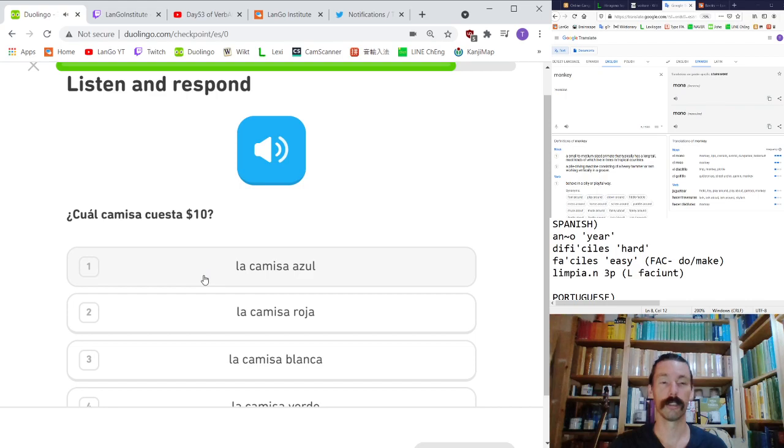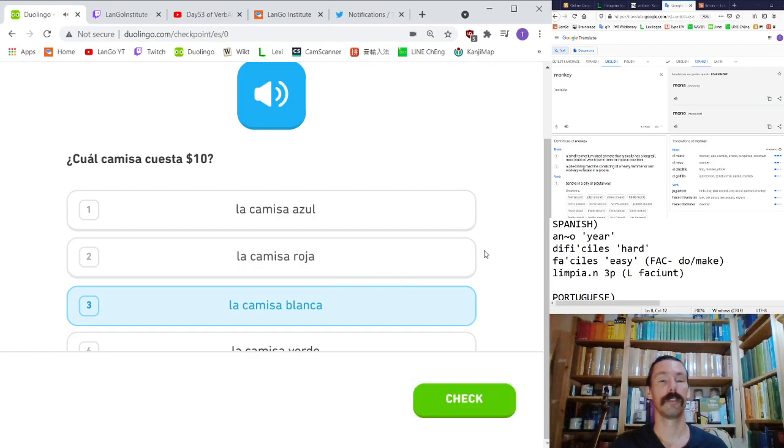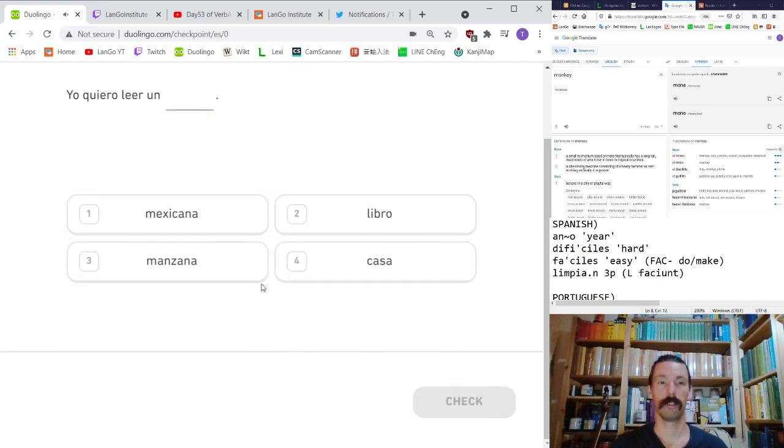Buenos días, señor. ¿Cuánto cuesta esta camisa blanca? La camisa blanca cuesta $20, pero la camisa azul cuesta $40. Okay. Nosotros también tenemos una camisa verde por solo $10. $10.